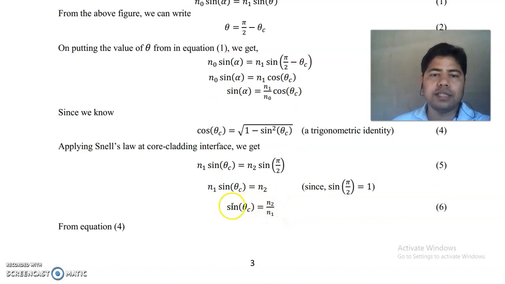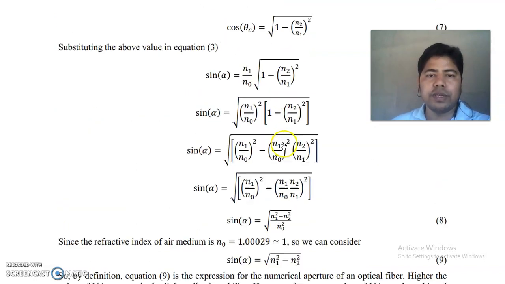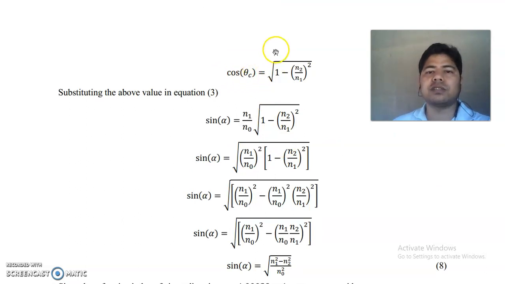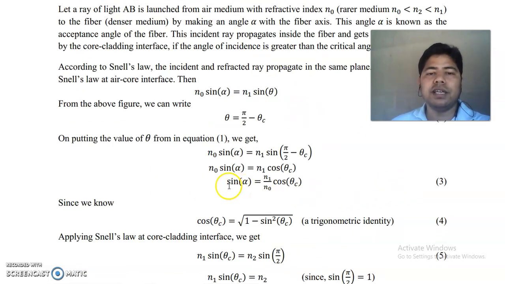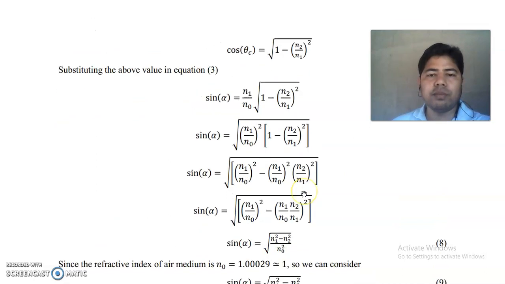Now we put the value of sine theta c, that is n2 by n1, in equation 4. That gives the value of cos theta c as under root 1 minus n2 by n1 whole square. This value of cos theta c will be applied in equation 3, which says sine alpha equals n1 by n0 into cos theta c. So in place of cos theta c, we apply this value, giving sine alpha equal to n1 by n0 into under root 1 minus n2 by n1 whole square. Now we take n1 by n0 inside.